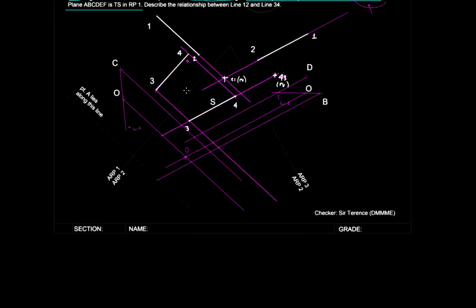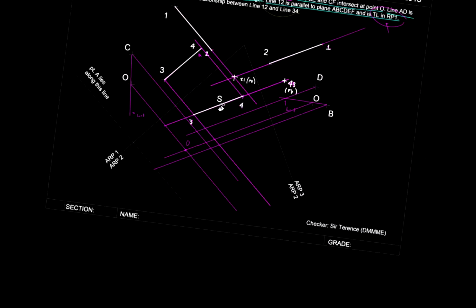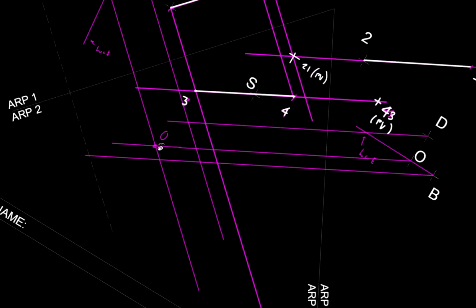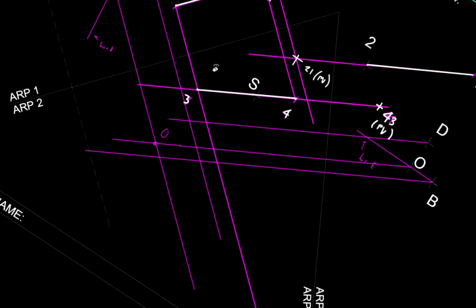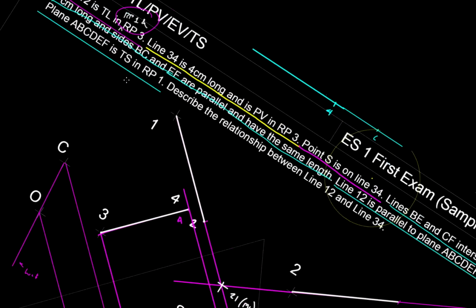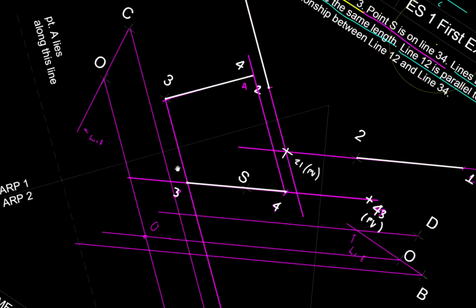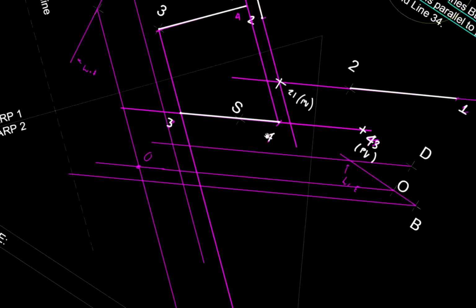Okay, so again, gagawin natin is balik tayo sa solution natin. So we found out na nandito si point O, and point O is part of the plane. And dito sa view na to, the plane should be shown in its edge view, that is parallel to the folding line, ARP1 and ARP2. Kasi this is a consequence of plane ABCDF being in its true size in RP1. Okay? So kung true size siya dito, dapat dito edge view siya, parallel to the folding line.